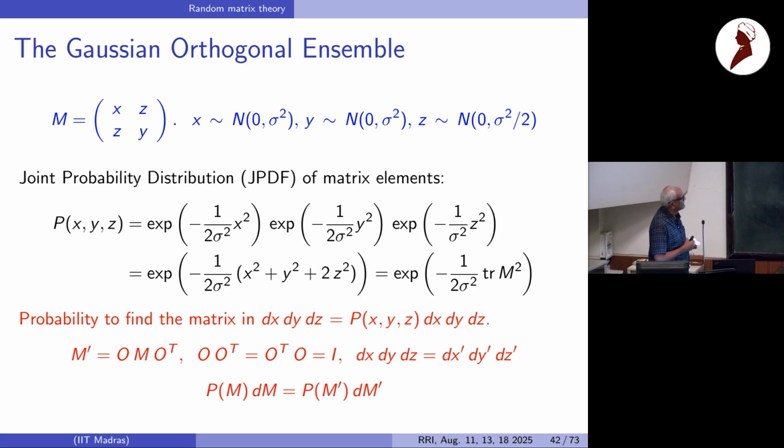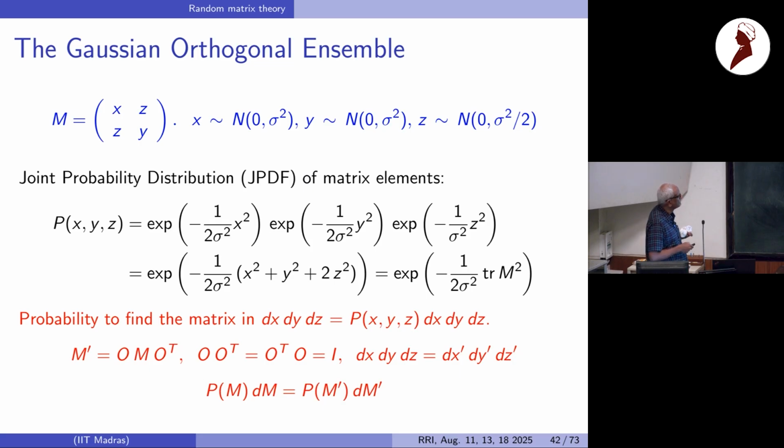And let's say that they are all independent random numbers, distributed in the following way: x is distributed with zero mean and normal distribution, sigma squared being the variance. And similarly, y is exactly the same. So those are the diagonal entries. The off-diagonal entries have a variance that is 1/2 of the variance of the diagonal entries. Otherwise, they are all zero-centered normal numbers.